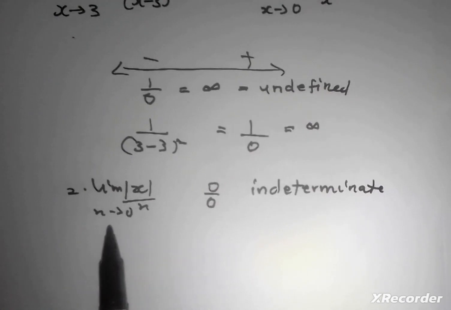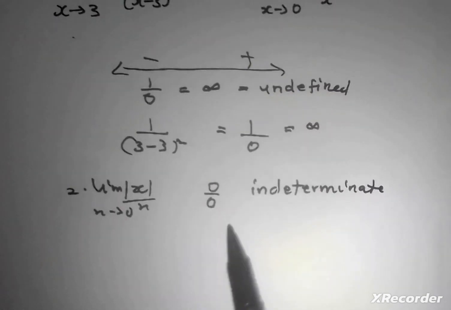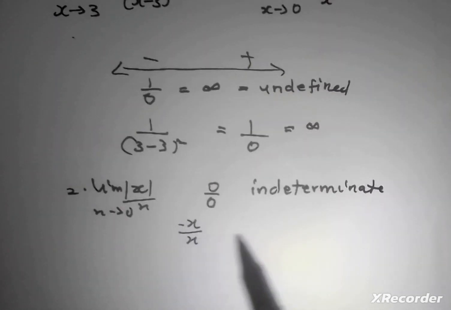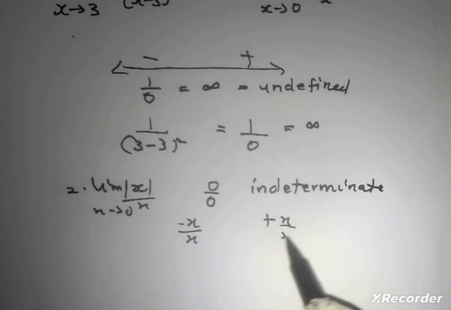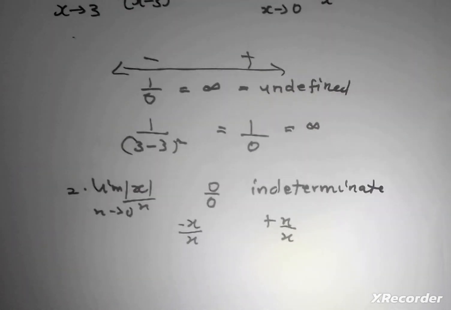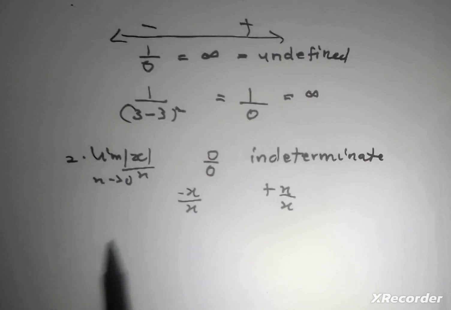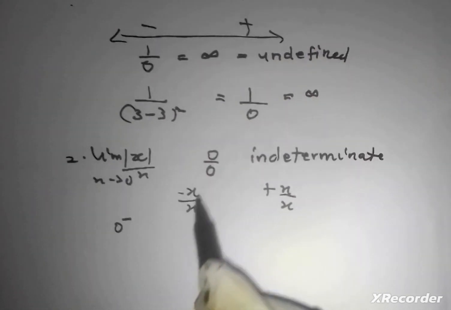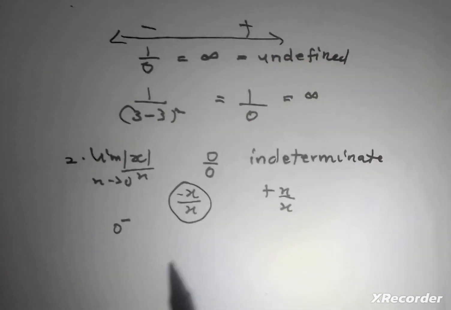Can we simplify this? Let's try. Now, if you want to approach 0, you can approach it from the left side and from the right side. The absolute sign can give us two different parts of this function. I can get negative x over x, and I can get positive x over x. These two are the separate functions I can get from this. If I approach this function from the left side, I'm going to expect this function. If I approach the same function from the right side, I'm going to get this. So, finding the left limit, 0 minus, I'm going to get this function in play, the negative x over x. So therefore, x will cancel x, I'm going to get negative 1.